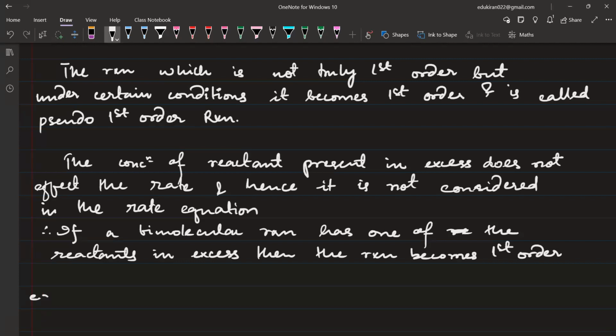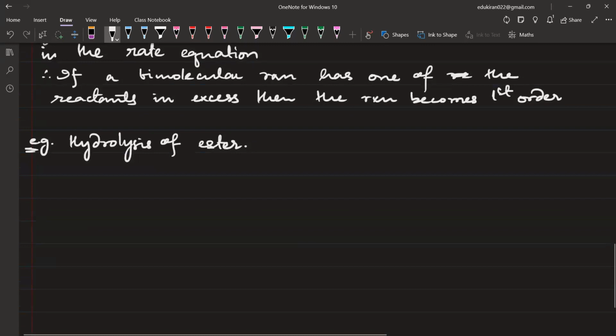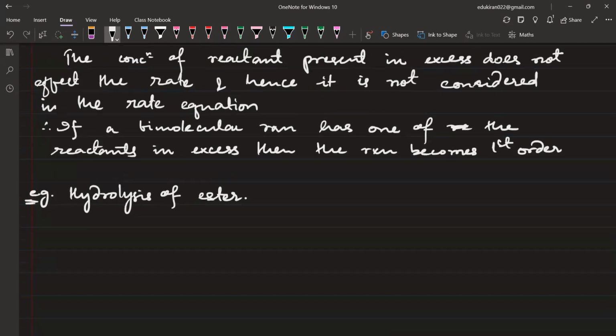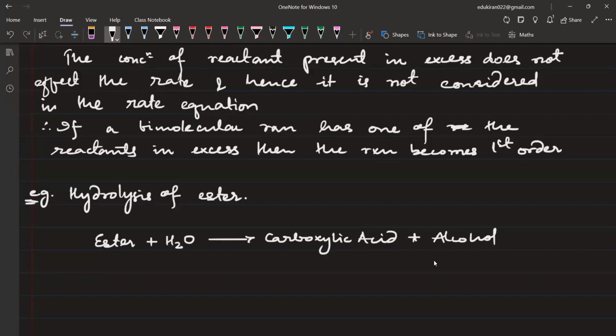And after this, you will write example जो है आप लोगों का, उसको लिख लीजिएगा. Hydrolysis of ester. See here, guys. When we have ester plus water, it gives carboxylic acid and alcohol.